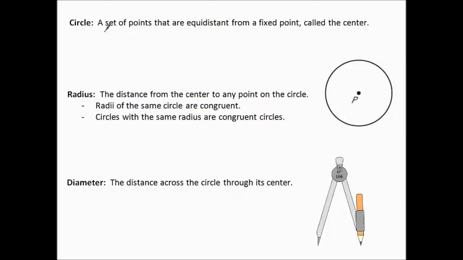A circle is defined as the set of points that are equidistant from a fixed point. That fixed point is called the center. Remember, equi is equal, so that's same, and distant is for distance. So equidistant means the same distance from a fixed point.